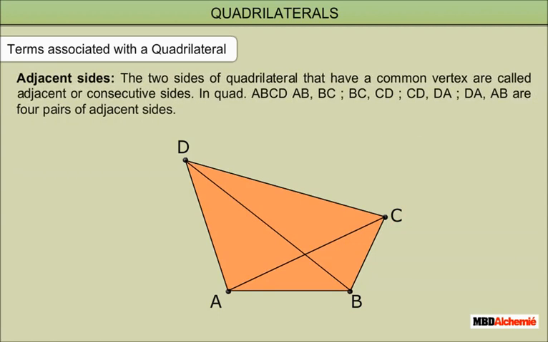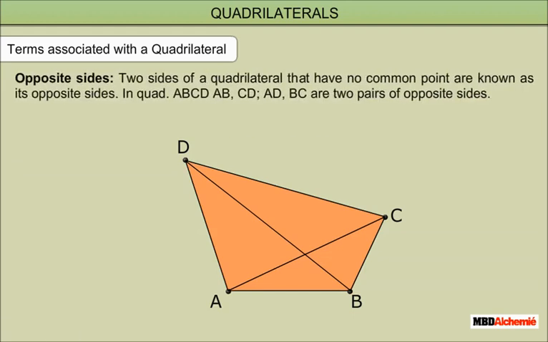Adjacent sides. The two sides of a quadrilateral that have a common vertex are called adjacent or consecutive sides. In quadrilateral ABCD, AB and BC, BC and CD, CD and DA, DA and AB are four pairs of adjacent sides. Opposite sides. Two sides of a quadrilateral that have no common point are known as its opposite sides. In quadrilateral ABCD, AB and CD, AD and BC are two pairs of opposite sides.